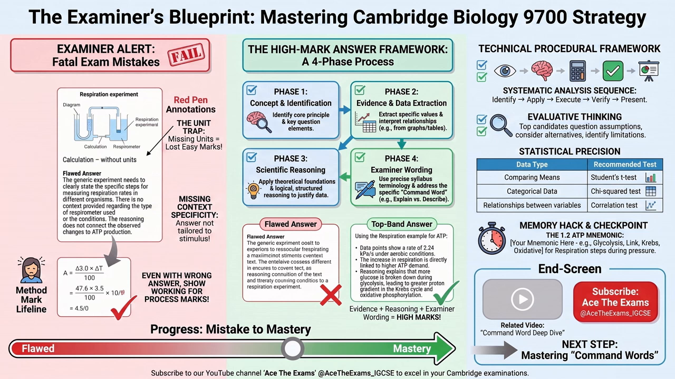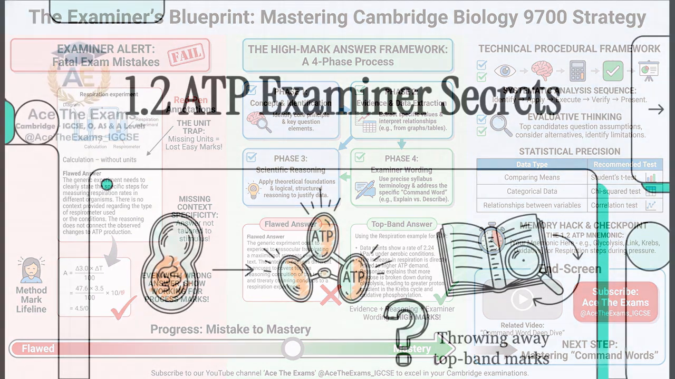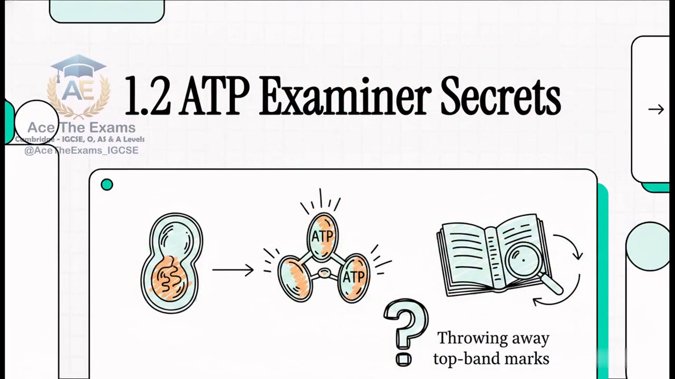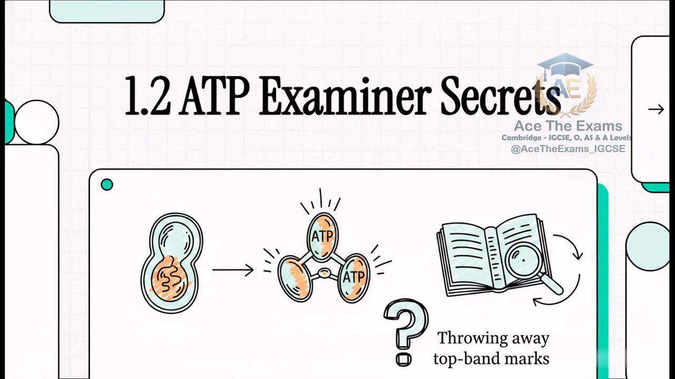Mastering Topic 1.2, ATP from Respiration for energy-requiring processes, is absolutely crucial for your Cambridge Biology 9700 success. This topic shows up in literally every single exam series, without fail. But here's the crazy part.